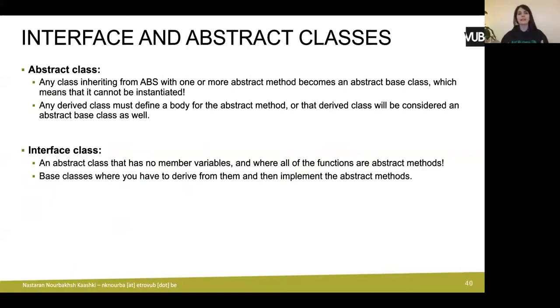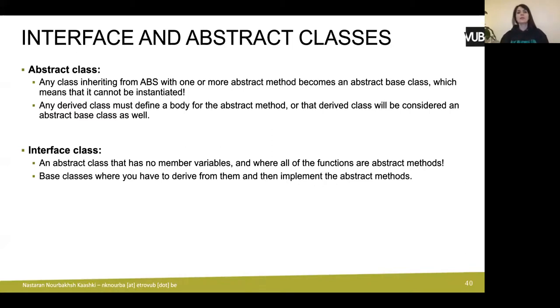Abstract classes: the definition is very similar to what we have in C++. Any class inheriting from ABC, this is a class, with one or more abstract methods becomes an abstract base class, which means that it cannot be instantiated. Any derived class must define a body for the abstract method, or that derived class will be considered an abstract base class as well. So the abstract class cannot be instantiated. It's just a class that other classes will inherit from.